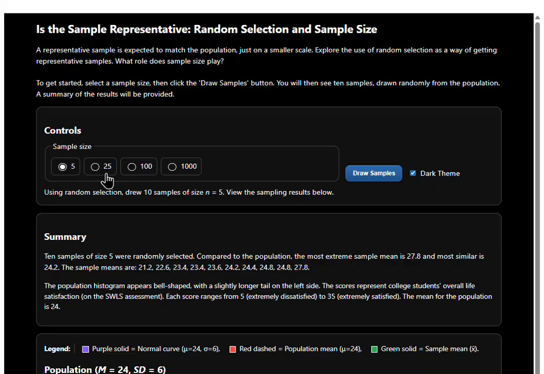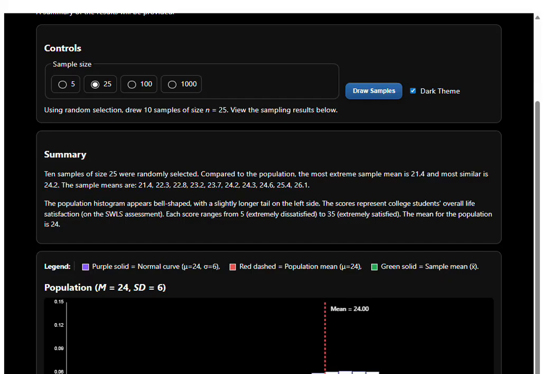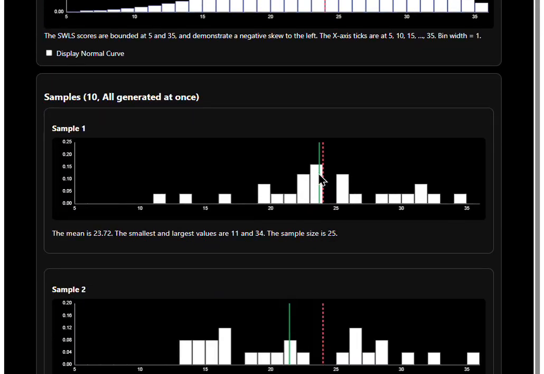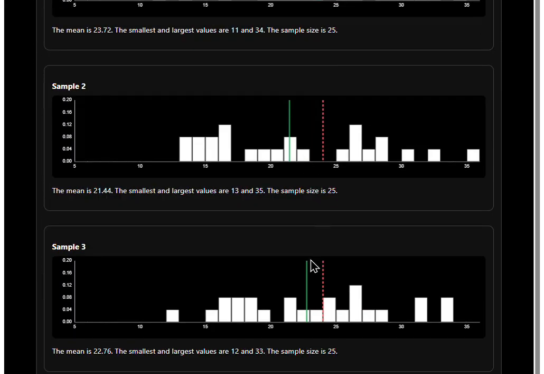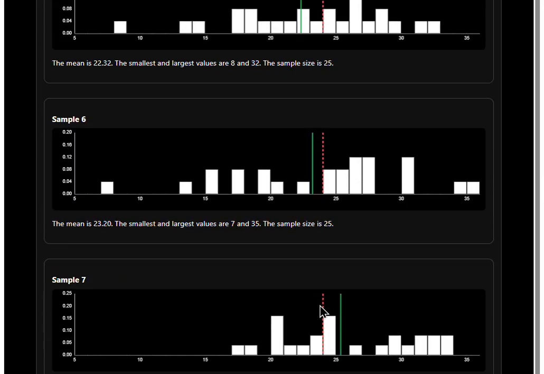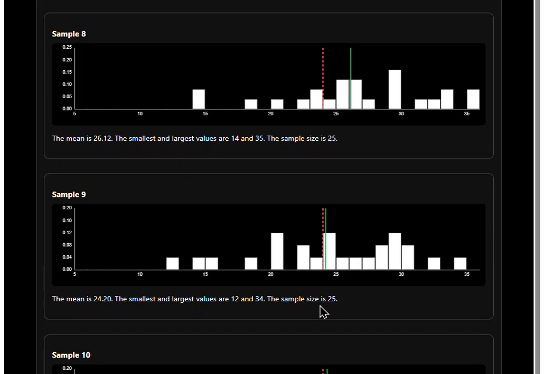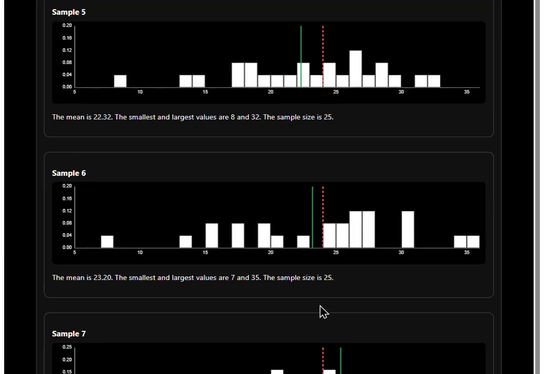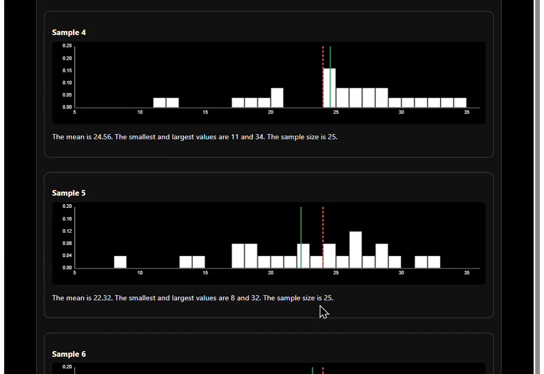All right, let's consider this now for samples of size 25. That's a much more typical sample size when you're doing psychology research. In that case, you can see that, again, there is some variability between the sample mean and the population mean. It tends to be less than for the sample size of 5, and that's what we would expect.